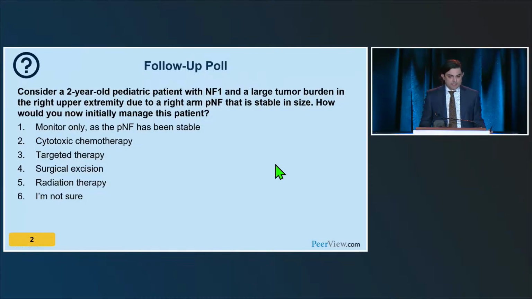What do you think should be our next steps and treatment in this patient?